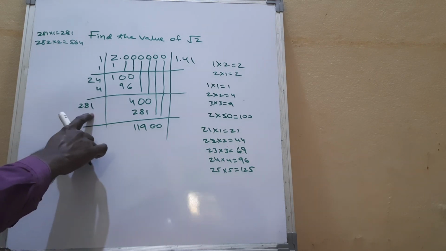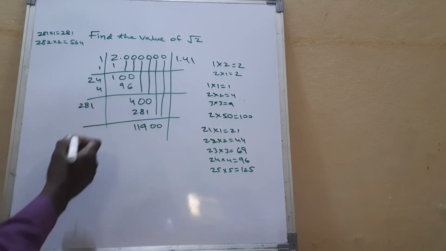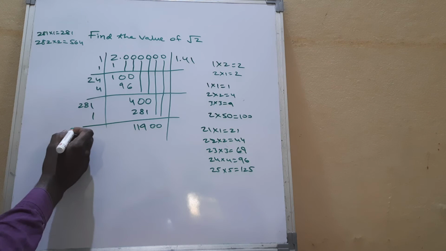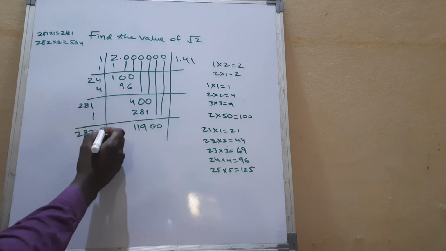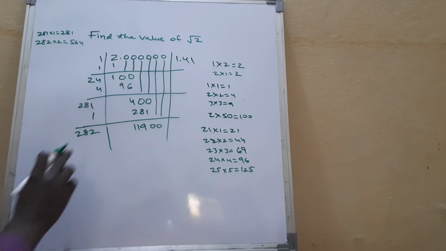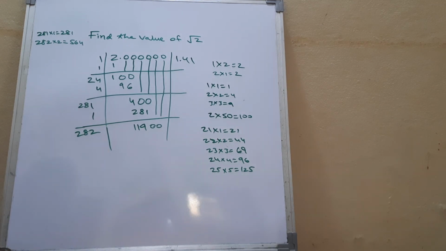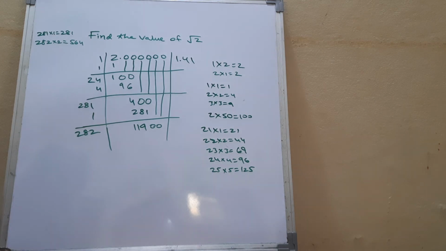Now here 281 is present. Now we take 1 to 281 and add them. So what comes? 282. Here 11900, here 282. What next? We will put a number after 282 and we will multiply it by the number we place.